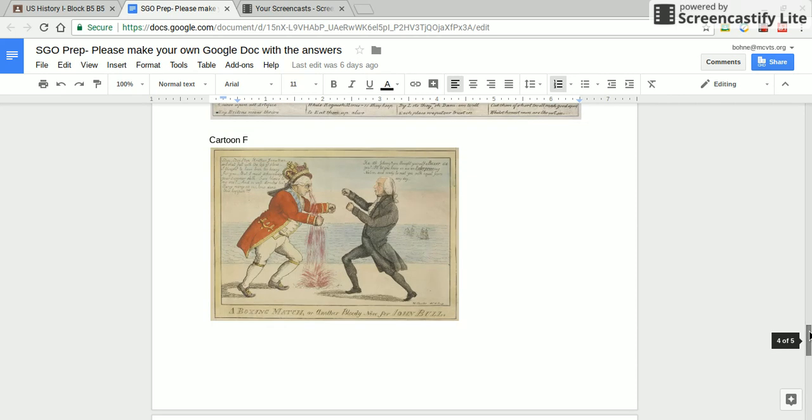This, a boxing match or another bloody nose for John Bull. This is from 1813. John Bull symbolizes England. He is basically like the Uncle Sam, I guess you would say, of England. And it dealt with the War of 1812. And that's James Madison on the right. He was president during that war.